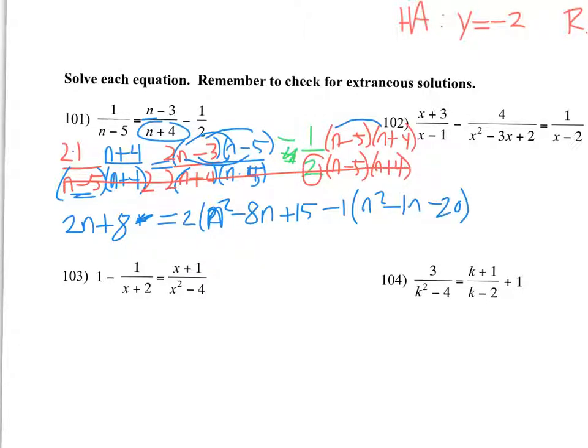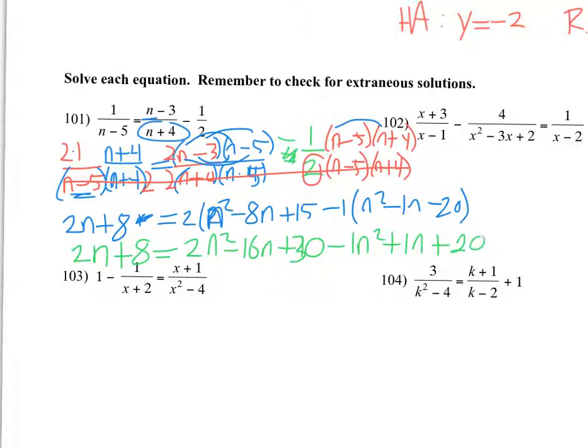Okay. Let's do some like-termy stuff. This is a super awesome problem. We get 2n plus 8. That's the hard part. Equals 2n squared minus 16n plus 30 minus 1n squared plus 1n plus 20. I'm going to bring everything to one side while we're here. So I'm going to minus 2n and minus 8 minus 2n minus 8.